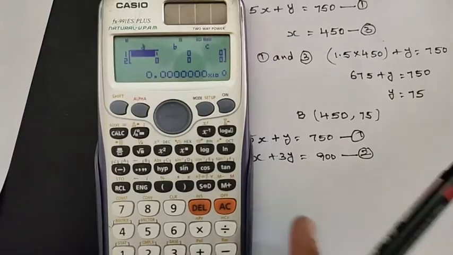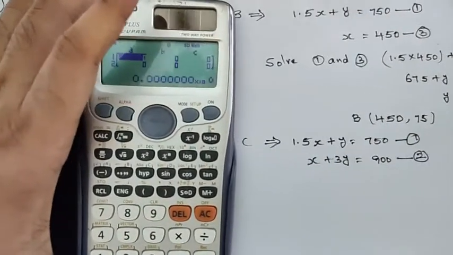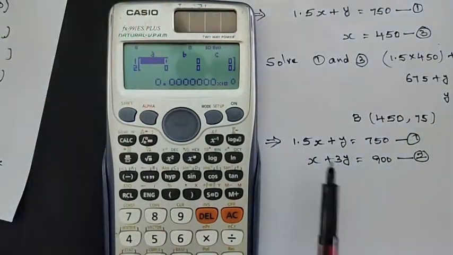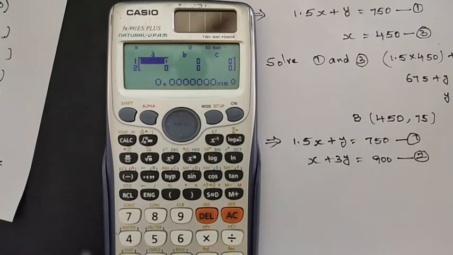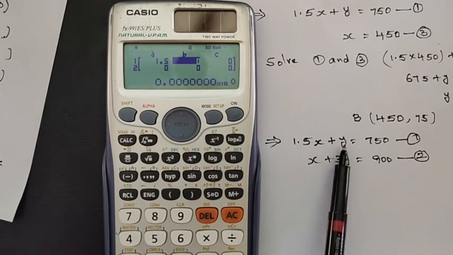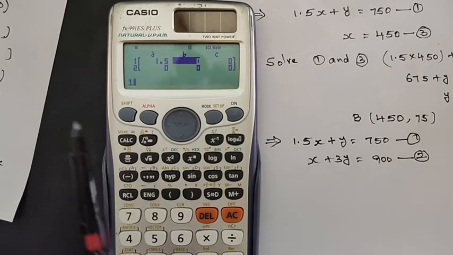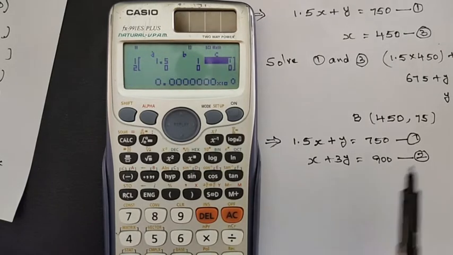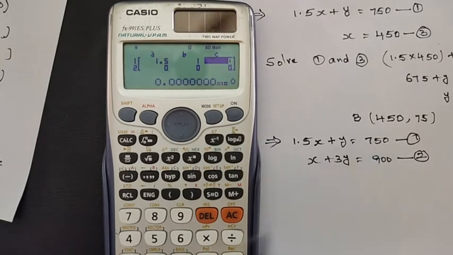Now enter the values of those equations. What is the coefficient of x? 1.5. Then press equals. What is the coefficient of y? 1. Then press equals. Then what is the value of C? 750.